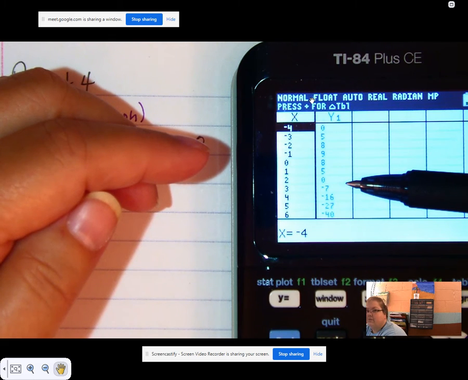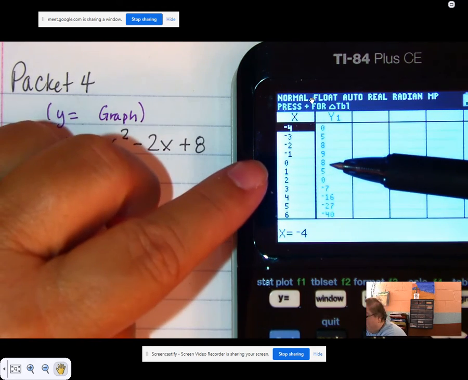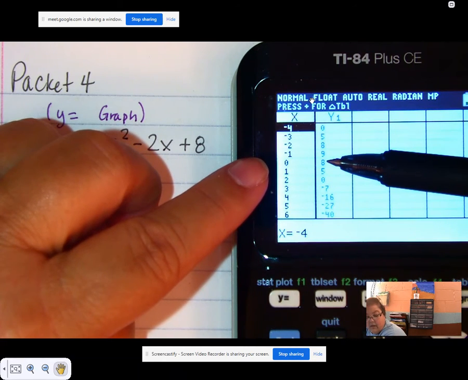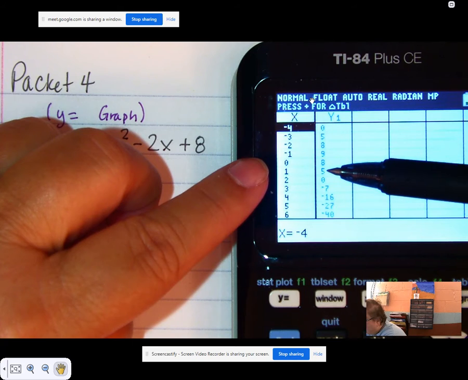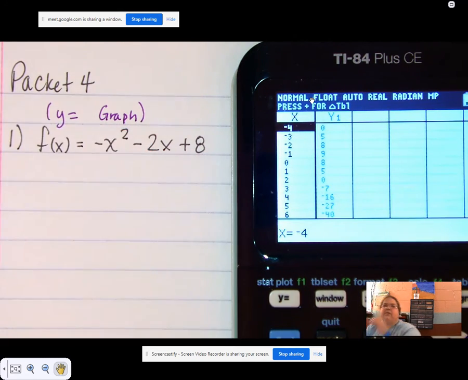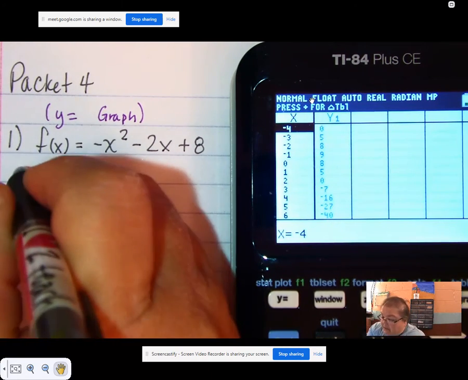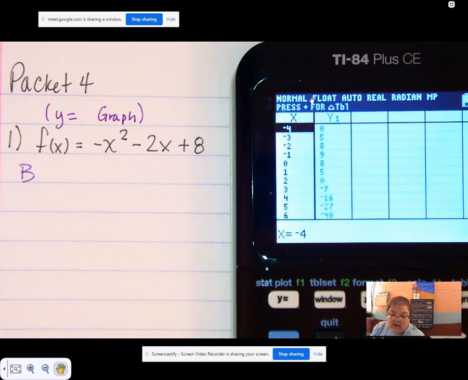B is the answer. Because look at choice C. If I start at negative 1 and I go to positive 2, what's happening with these numbers? They're decreasing. And the question said, what interval is it increasing? There it is. So the answer is B. Okay? And it's not D because 2 is not an interval.